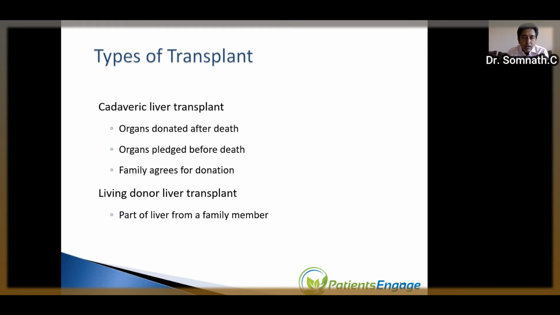The good thing about the liver is that it can regenerate. So if you divide the liver, it grows back, and the growth takes place rapidly. In about 6 weeks, the entire size of the liver can grow back. So this is a very safe surgery for the donors. And these are the two main types of transplants.